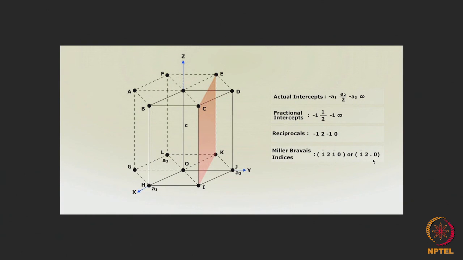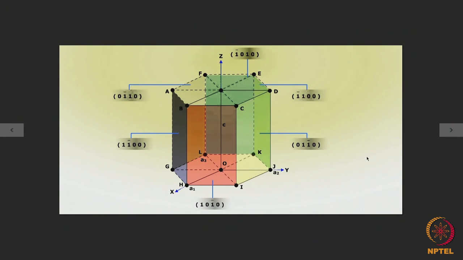In a similar manner, in the hexagonal unit cell, if we have a plane given by I, K, E, C, we can easily find out the intercepts, the fractional intercepts and the reciprocals, and the Miller-Bravais indices. The Miller indices in case of hexagonal systems, known as Miller-Bravais indices, are bar 1, 2, bar 1, 0, or it can also be written as bar 1, 2, dot 0. Following the same procedure, it is possible to name different planes belonging to the hexagonal system.